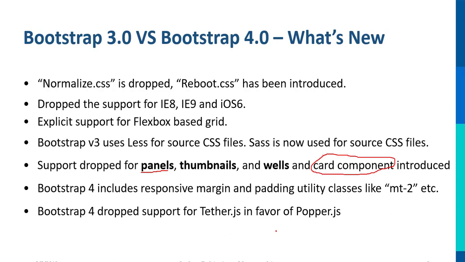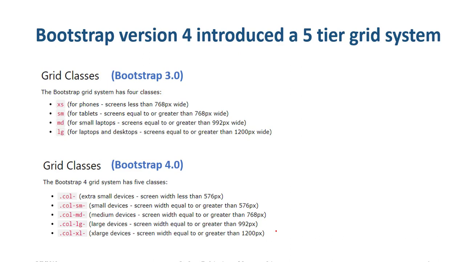Bootstrap 4 also dropped the support for Tether.js in favor of Popper.js, which is again more flexible to use and gives us more handy features for positioning elements over the web design. The elements like popovers, tooltips, etc. Again, there are great improvements in Bootstrap 4.